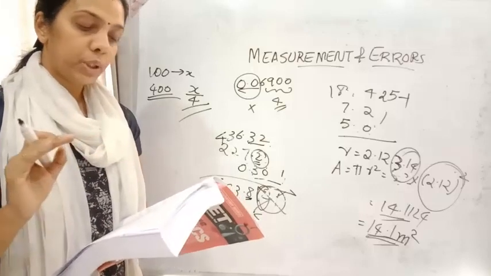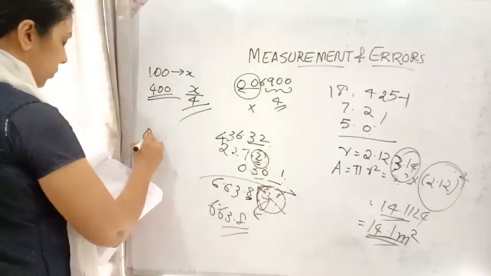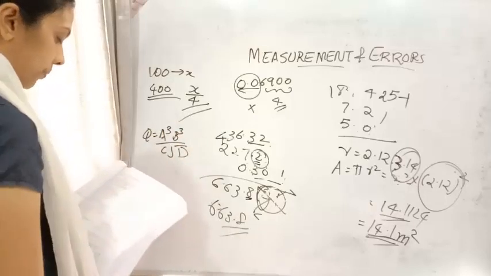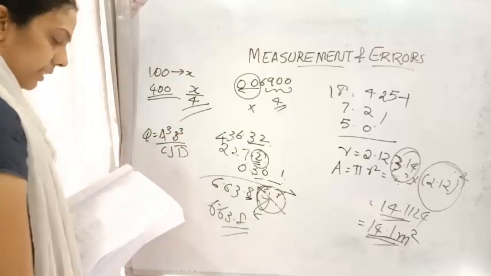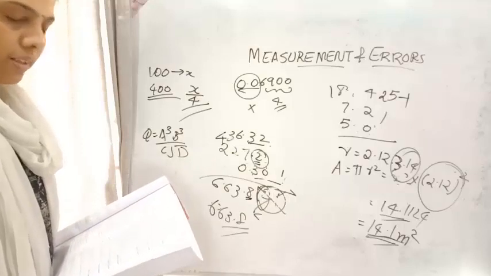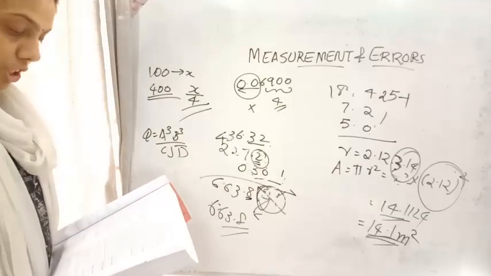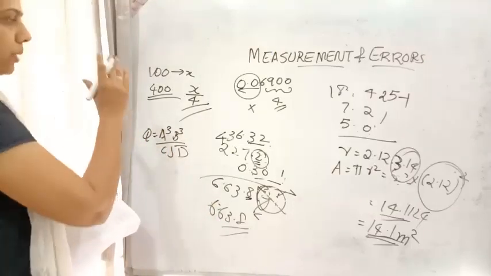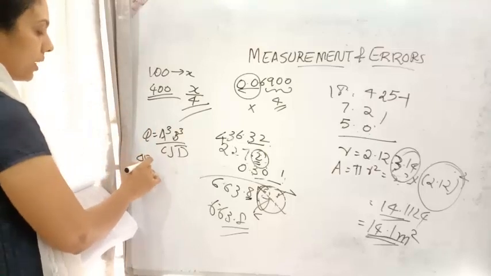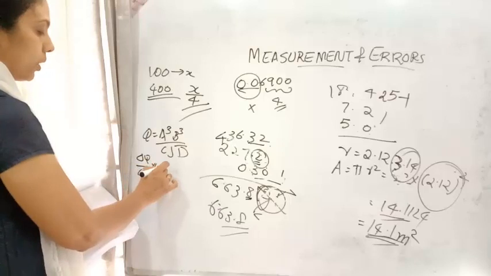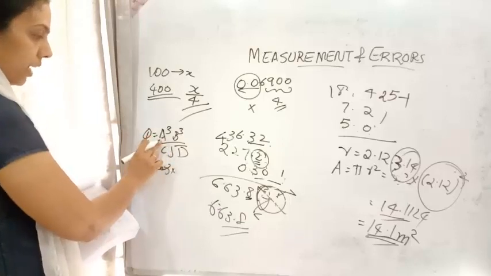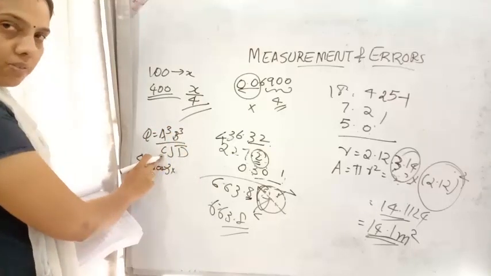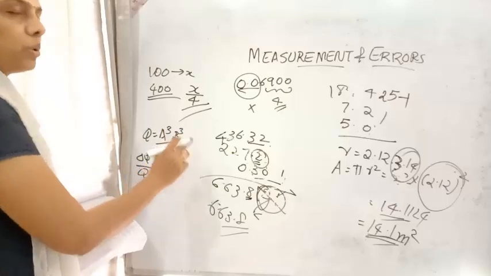Then the next question is a percentage error question. A physical quantity Q is calculated as Q equals A cube B cube divided by C root D. The percentage errors in A, B, C and D are 2%, 1%, 3% and 4% respectively. So here, in terms of percentage error, how can we write this? Delta Q by Q into 100 will be equal to 3 into percentage error of A plus 3 into percentage error of B plus 1 into percentage error of C plus 1 by 2 into percentage error of D.